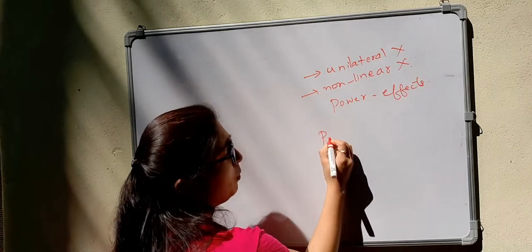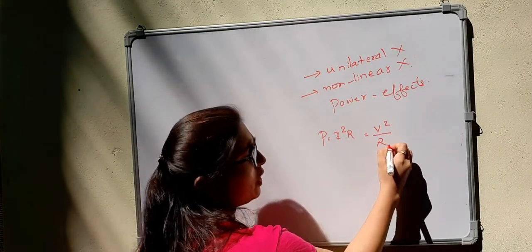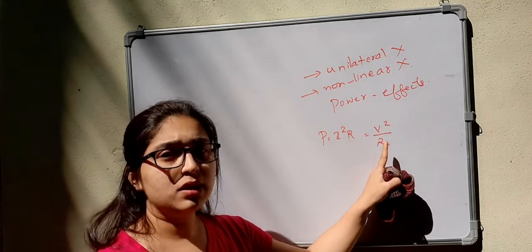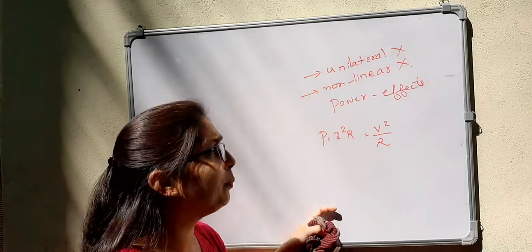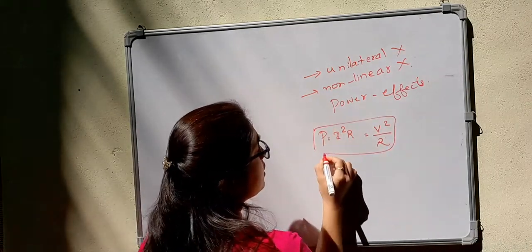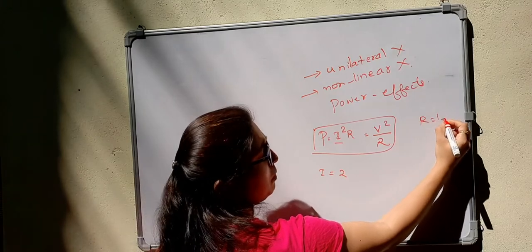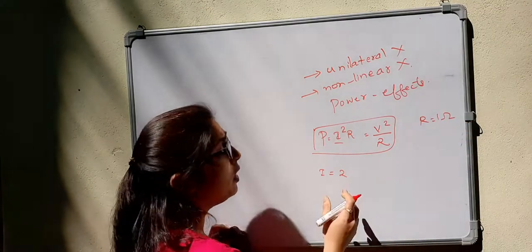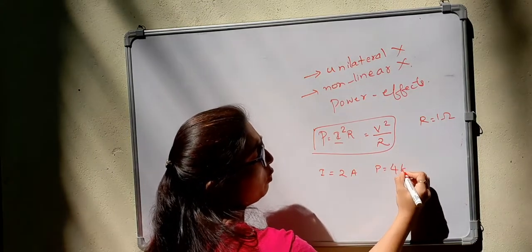You know, power formula is equal to I square R, which is also equal to V square divided by R. Here you have the square, that means obviously this response becomes non-linear. Okay, so you can consider if the current is 2 ampere. Now let us consider for simplification R is equal to 1 ohm. So if I is equal to 2 ampere, you know P will be equal to 4 watts.